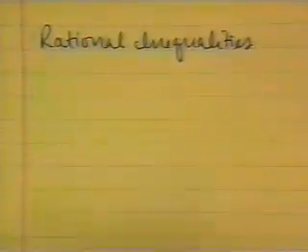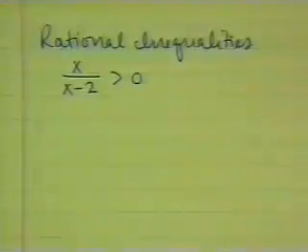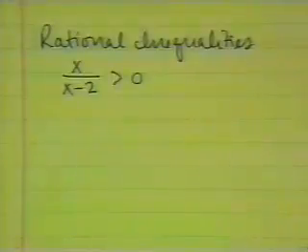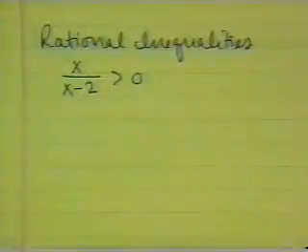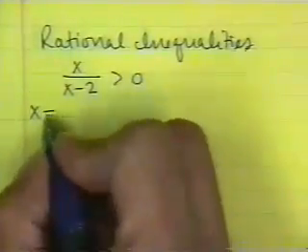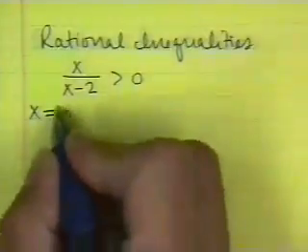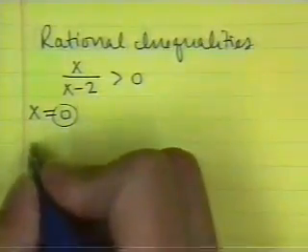Rational inequalities. Again, the idea will be to make sure that you have everything on one side, and 0 on the right-hand side. Now, make sure that your numerator and denominator are completely factored. After they're completely factored, we set each one of our factors equal to 0 and solve for the critical values, as we did on quadratic inequalities.